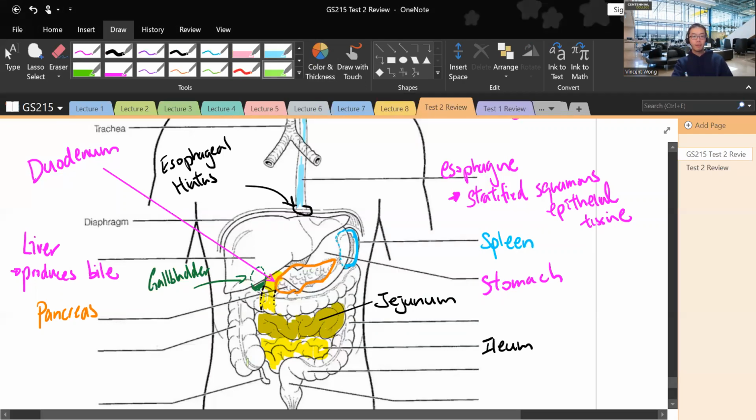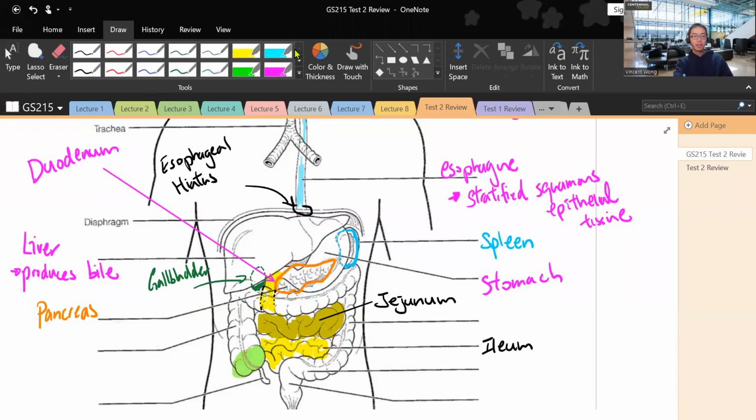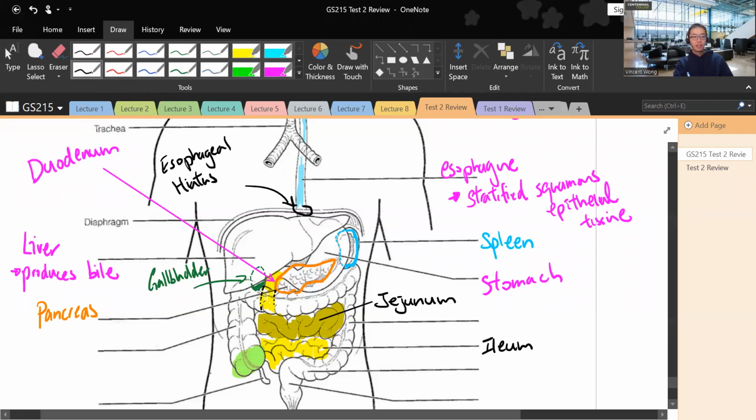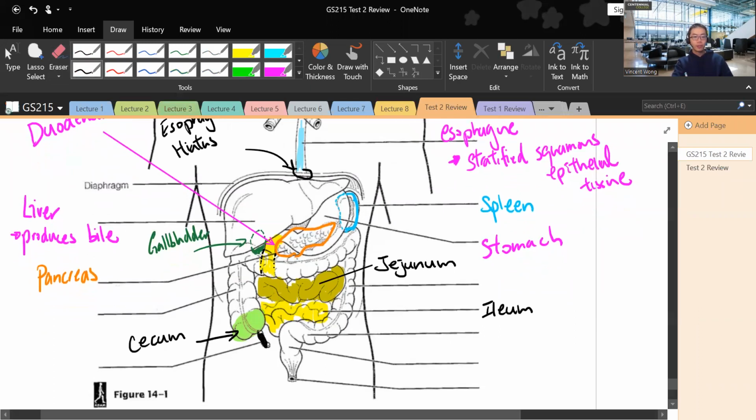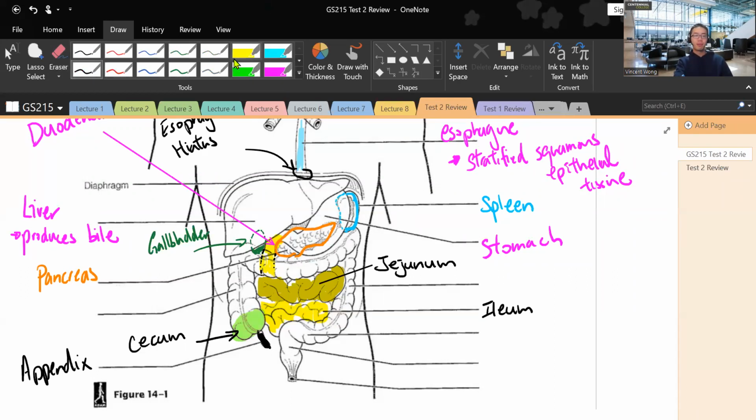We have the cecum here. Cecum, C-E-C-U-M. And there is a little thing dangling from the cecum. That would be the appendix. Then the person can get an infected appendix, which is appendicitis, and you have to remove that before it bursts.